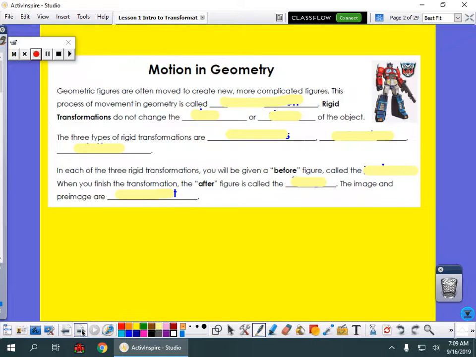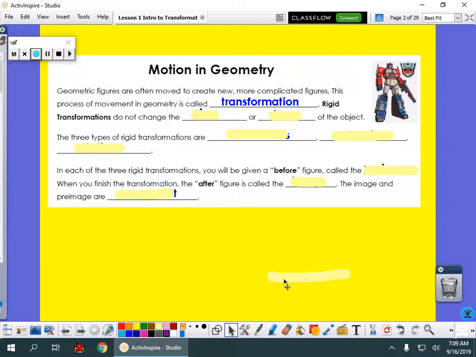All right, so go ahead, turn to this page in your packet, transformer. You see this little transformer up here? All right, we are talking about transformations. Motion in geometry. So geometric figures are often moved to create new, more complicated figures. This process of movement in geometry is called transformation, which is why we have our little transformer over there.